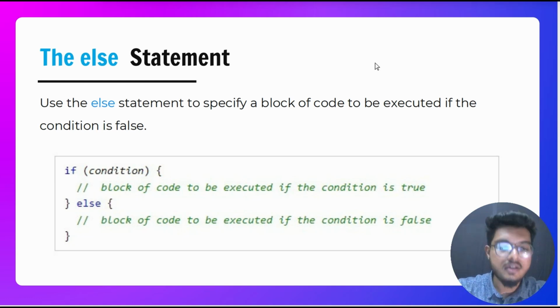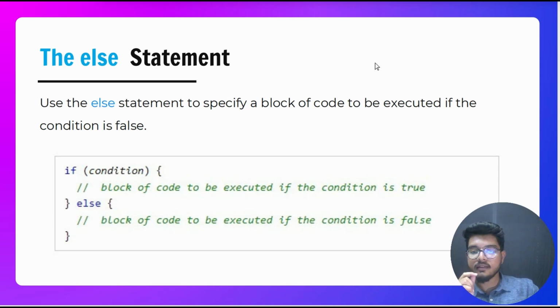Okay, see this one. Use the else statement to specify a block of code to be executed if the condition is false. We have taken the example of pass or fail, right? Let's write the code and run in here. Understand this, the same syntax. If the condition is true, this code will get executed.